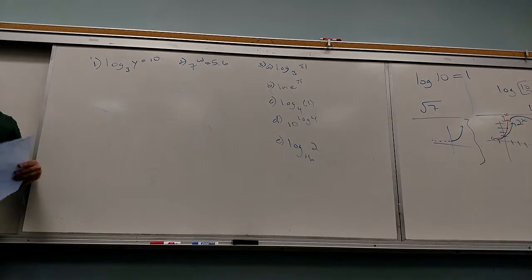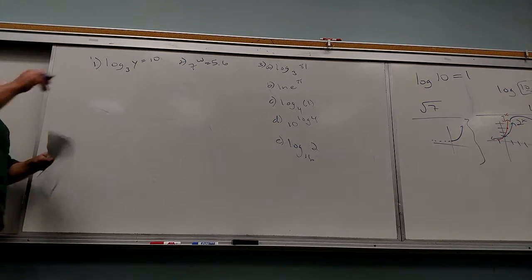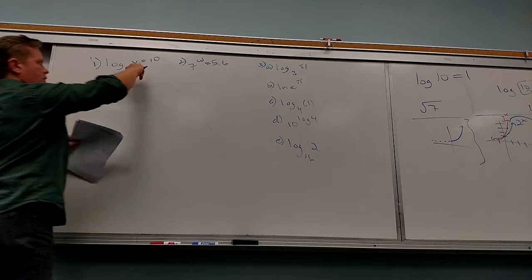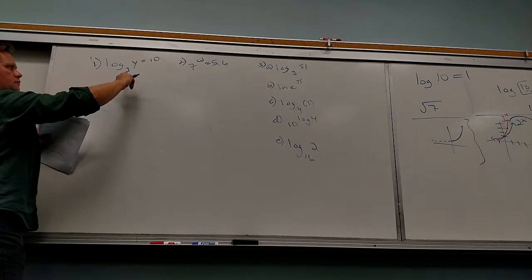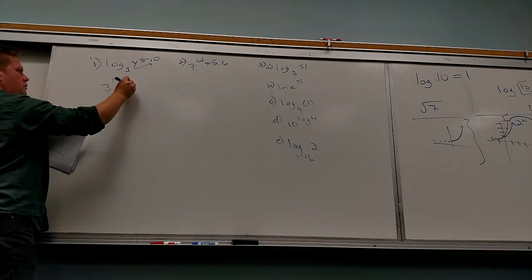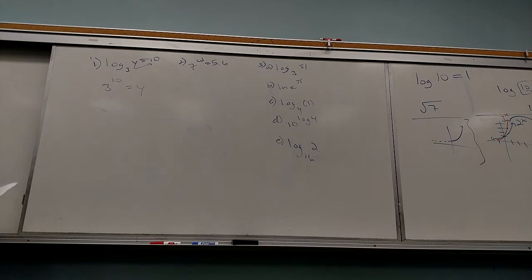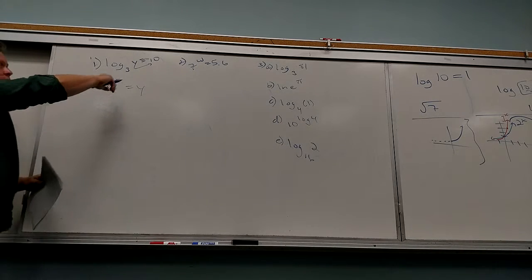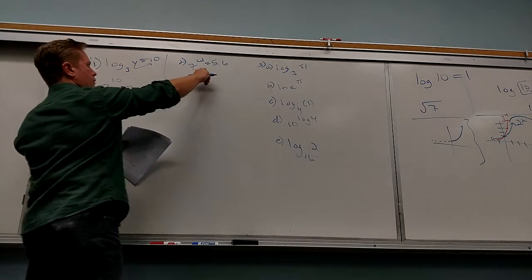Alright guys, it's always harder to do this way, but how does this work? 3 to the 10th power equals y. You can put that in a calculator and it gets really, really big. So how do I rewrite this?